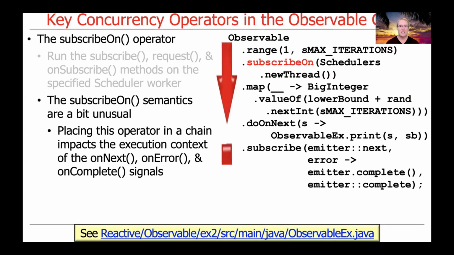In particular, placing this operator in a chain of other operators impacts the execution context of the subsequent onNext, onError, and onComplete signals. We'll talk about this in more detail when we get to the case study at the end of this lesson. But for now, if you take a look at the code snippet on this slide, by placing the subscribeOn operator where we do and passing in Schedulers.newThread, that will then run the range operator, map, doOnNext, and subscribe in the context of the new thread.